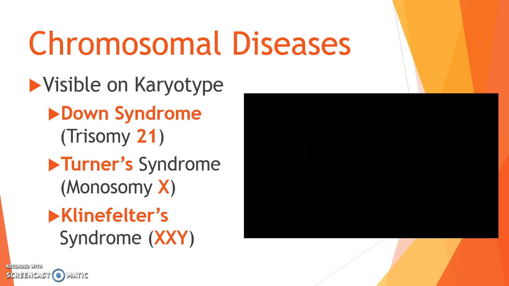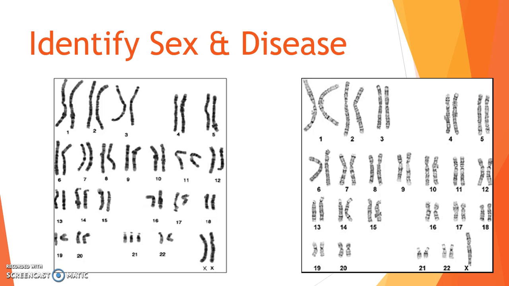So let's now look at interpreting karyotypes. For all of these karyotypes, we want to identify the sex of the individual and the disease that they have, if they have one. So take a minute and look at the first karyotype over here on the left.